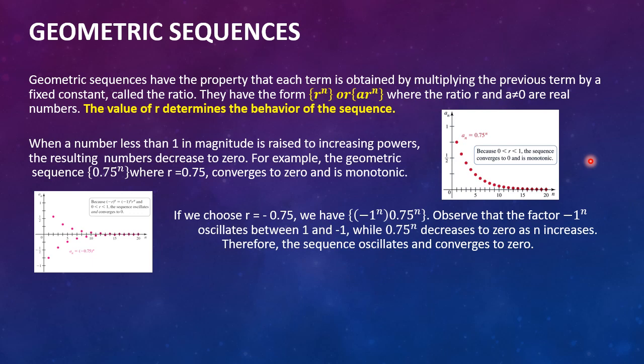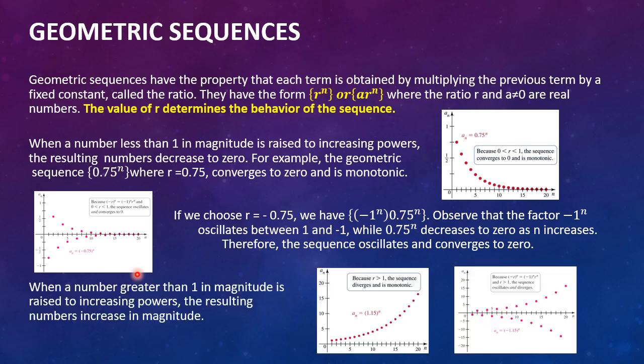If we choose r equals negative 0.75, we have the sequence negative 1 to the n times 0.75 to the n, okay? Observe that the factor negative 1 to the n, again, oscillates between positive and negative, while 0.75 to the n decreases to 0. Therefore, the sequence oscillates, but it still converges to 0. It's going on both sides of 0, but it's getting closer and closer. So it still converges to 0, even though it's coming from both directions.